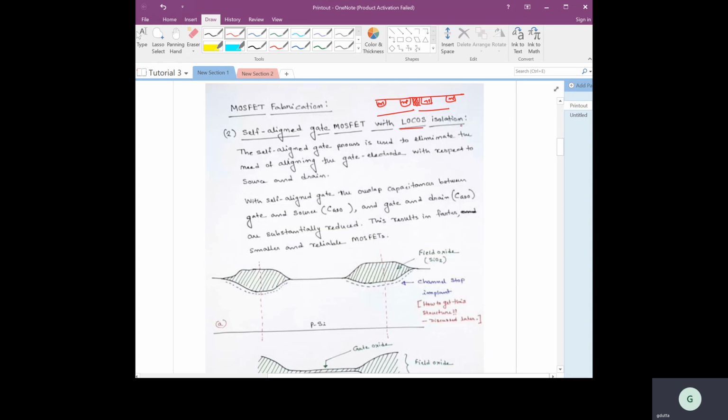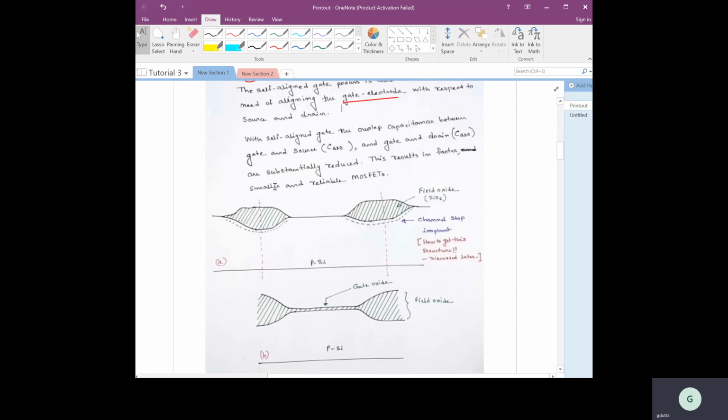LOCOS, the low cost technique, is one of them. We'll focus more on that technique a bit later on, but now we will focus on this self aligned gate MOSFET technology. This self aligned process technology is used to eliminate the need for alignment of the gate electrode, meaning basically the gate metal, with respect to the source and drain. Quite straightforward, right? The intention is also to reduce CGS naught and CGD naught, that is, the overlap capacitances. So how to do that?